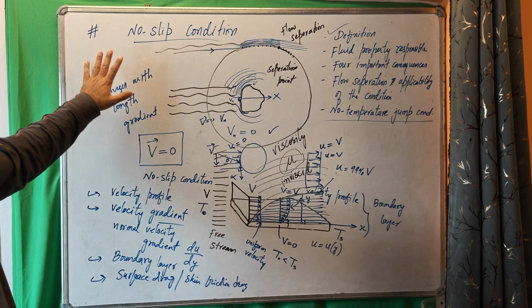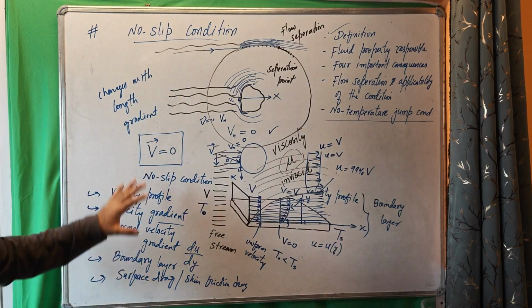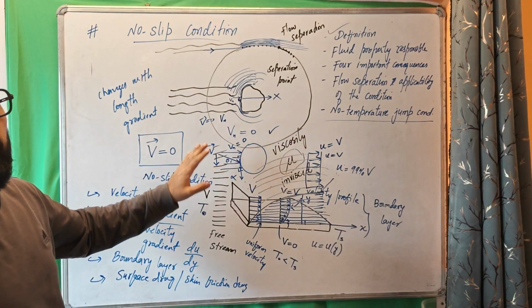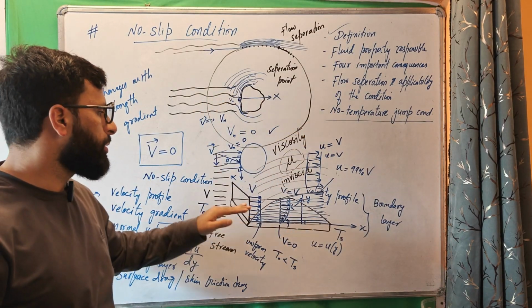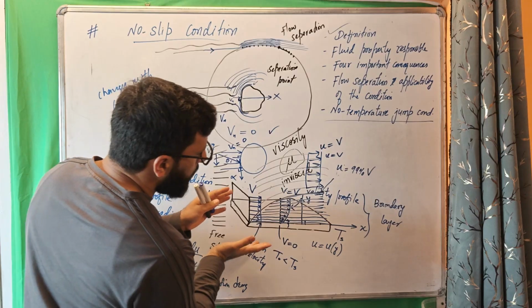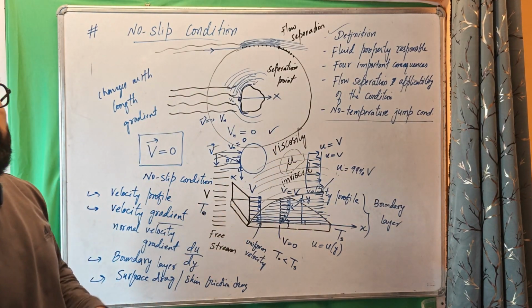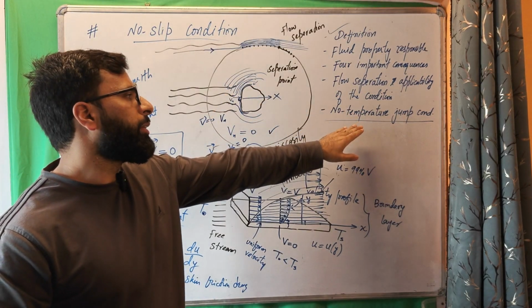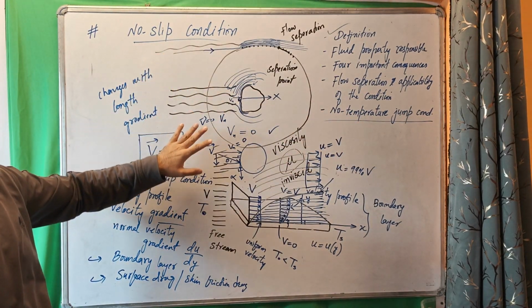So this was all about the no slip condition and its important consequences, and the similar condition in heat transfer was the no temperature jump condition, which similarly develops a boundary layer called the temperature boundary layer. In order to differentiate it from the temperature boundary layer, we call the other one the velocity boundary layer.